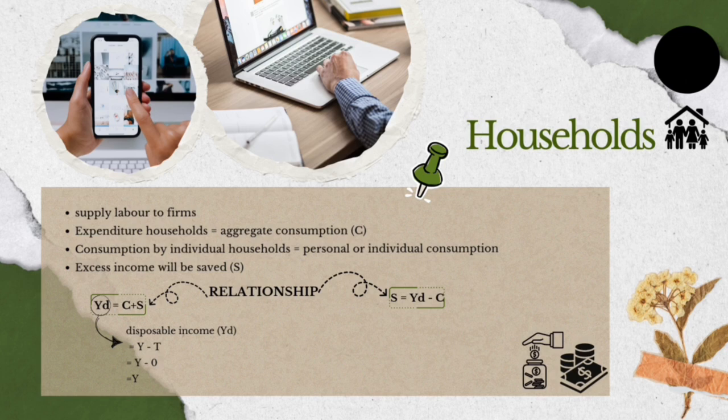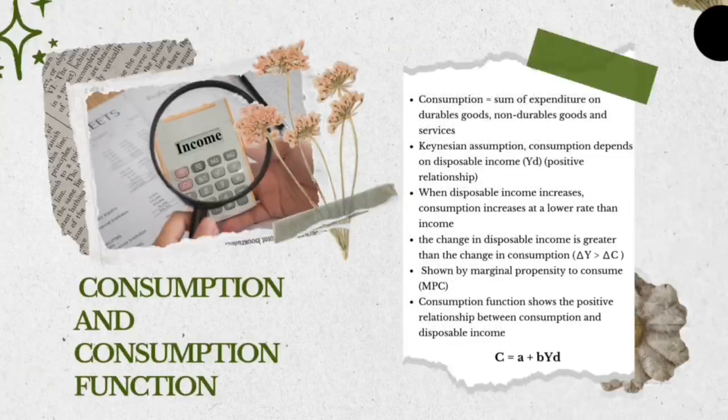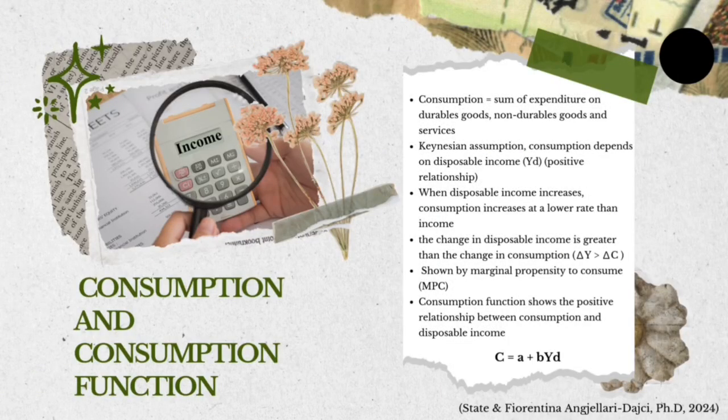Therefore, there are relationships between these three variables. First, YD is equal to C plus S. YD is disposable income, equal to C, consumption, plus S, saving. Next, I will explain about consumption and consumption function. As we know, consumption is a sum of expenditure on durable goods, non-durable goods, and services.